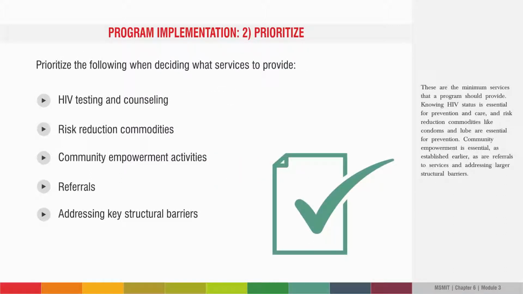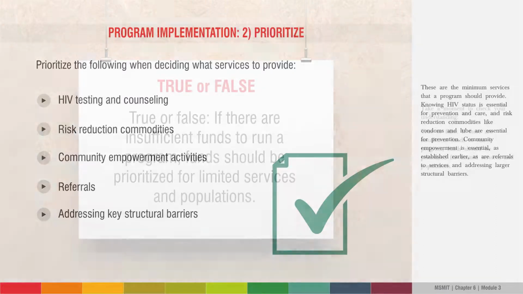These are the minimum services that a program should provide. Knowing HIV status is essential for prevention and care, and risk reduction commodities like condoms and lube are essential for prevention. Community empowerment is essential, as established earlier, as are referrals to services and addressing larger structural barriers.